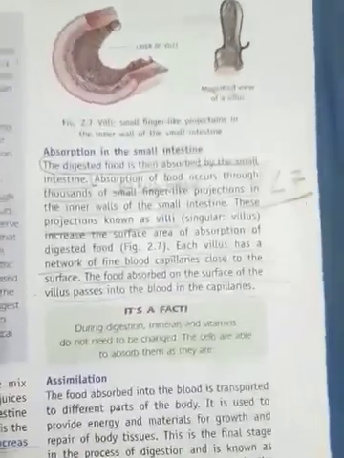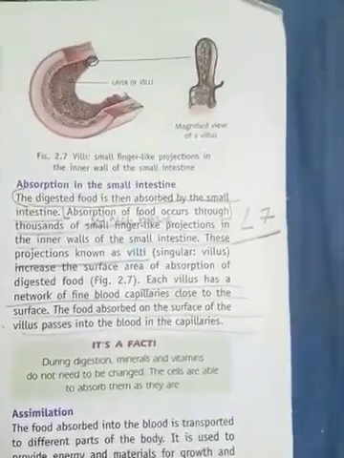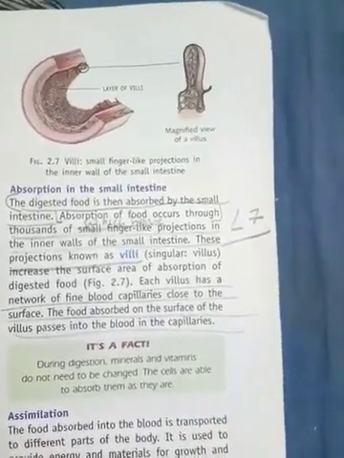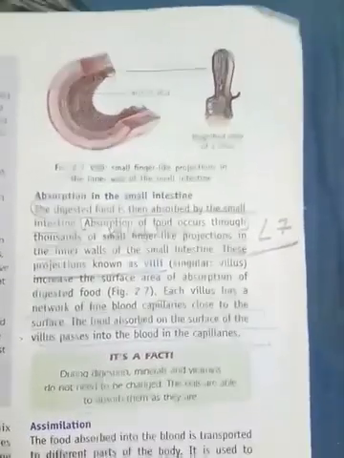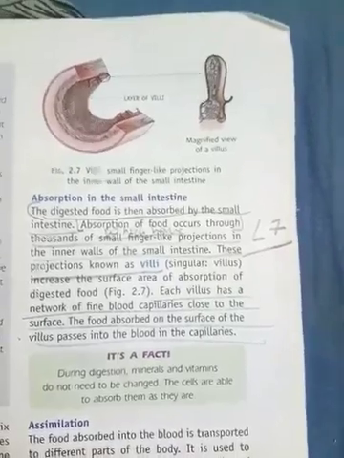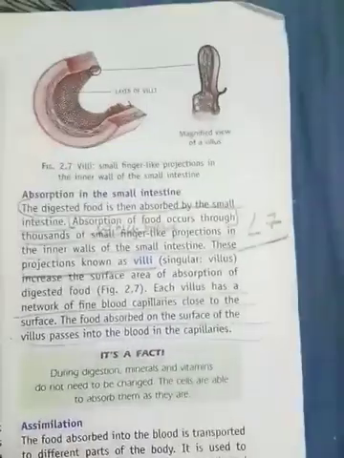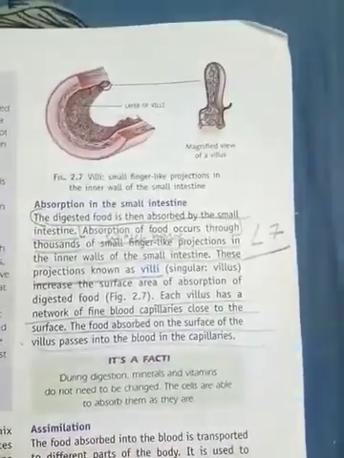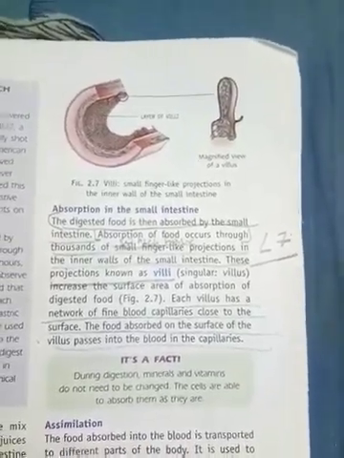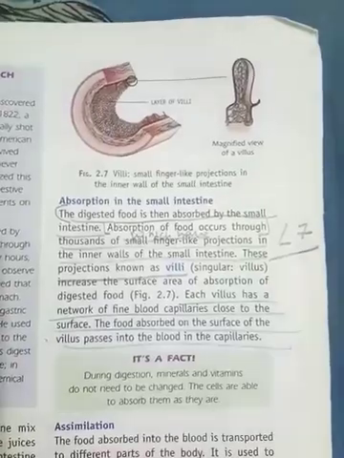Each villus has a network of thin and small blood vessels close to the surface. The surface of the villi absorbs the digested food material. The absorbed substances are transported via the blood vessels to different organs of the body, where they are used to build complex substances such as the proteins required by the body.